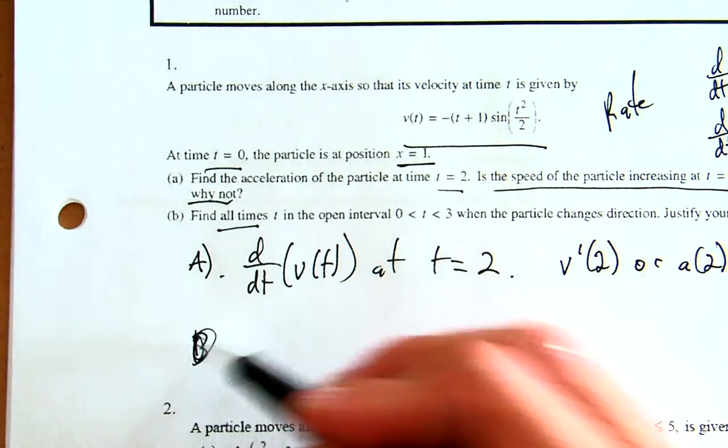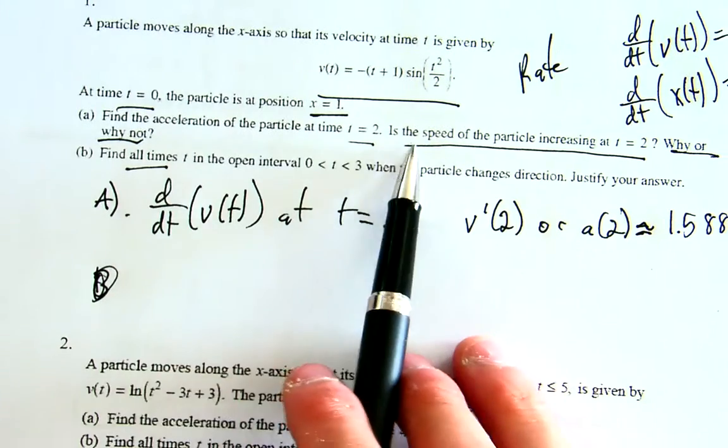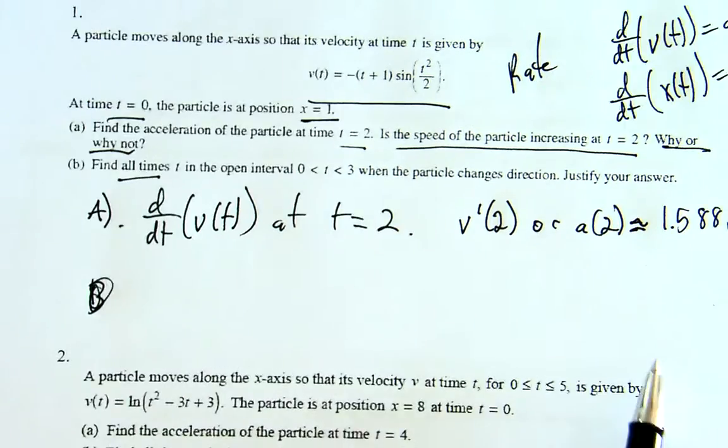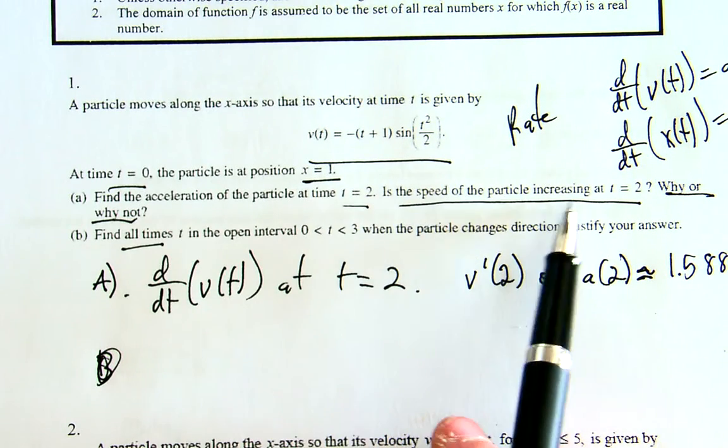Part B says find all times. Oh, sorry, we didn't finish part A. So that's the first part. Is the speed increasing or decreasing? So here, increasing or decreasing here.